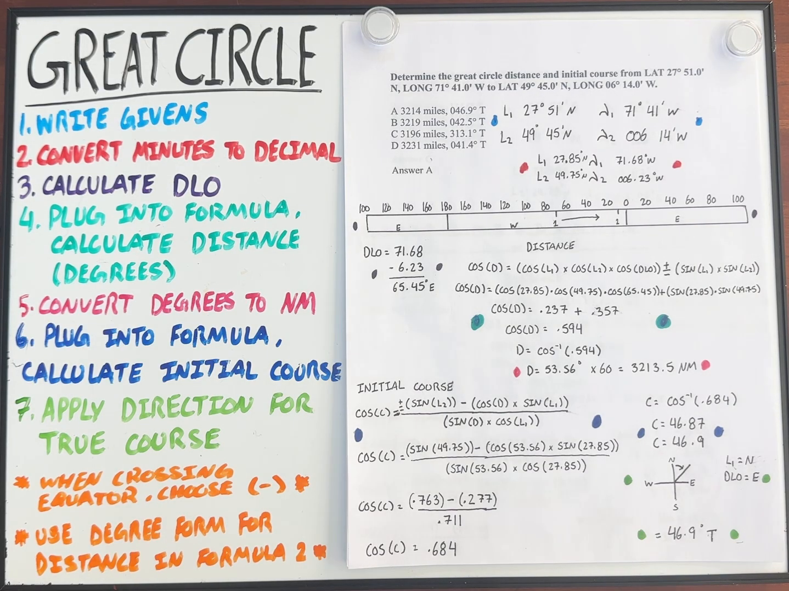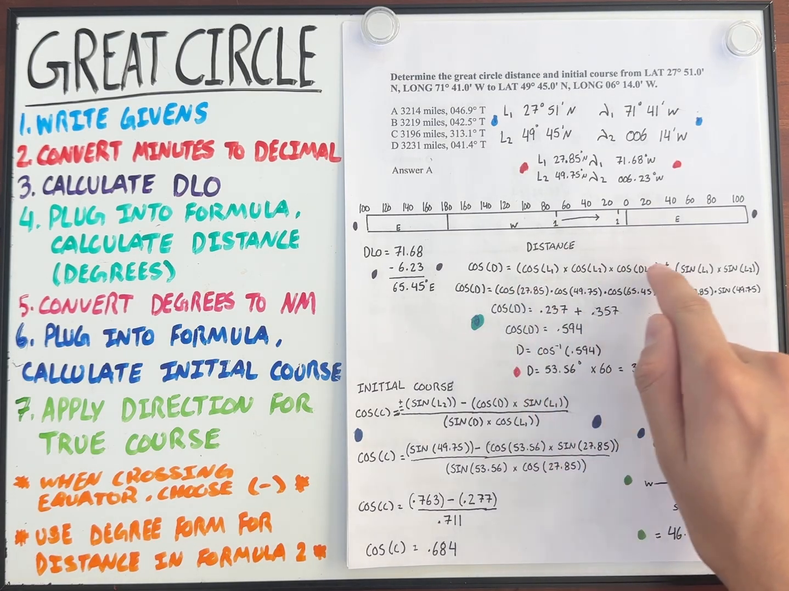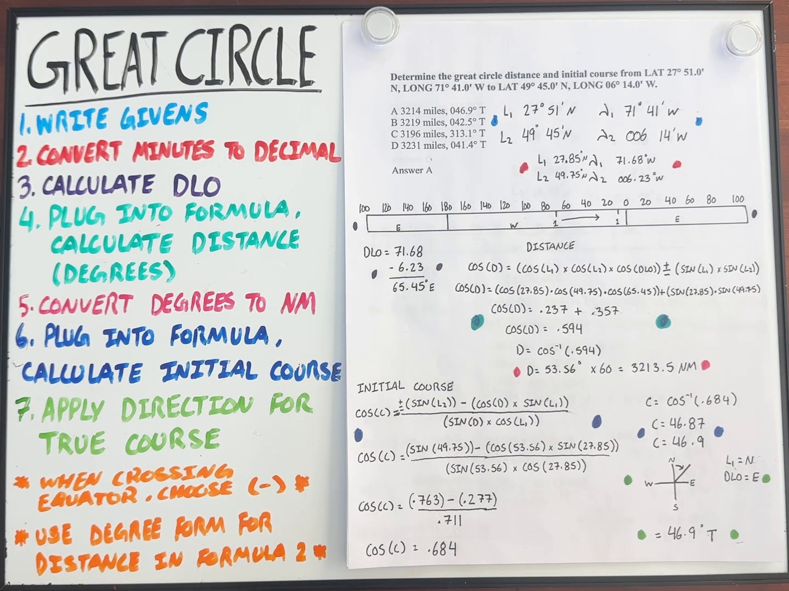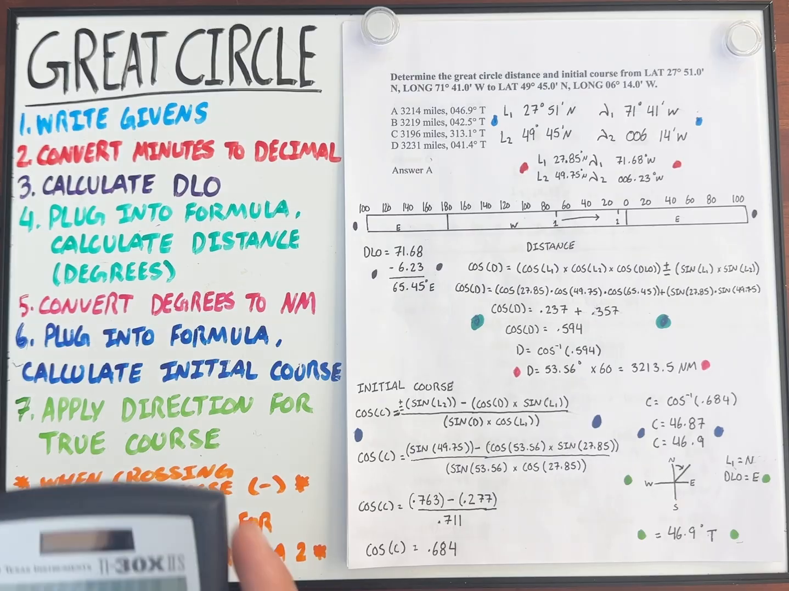Our distance is going to be in degrees. Our formula is cosine d equals, and this is grouped together, cosine lat 1 times cosine lat 2 times cosine difference in longitude, plus or minus sine of lat 1 times sine of lat 2.